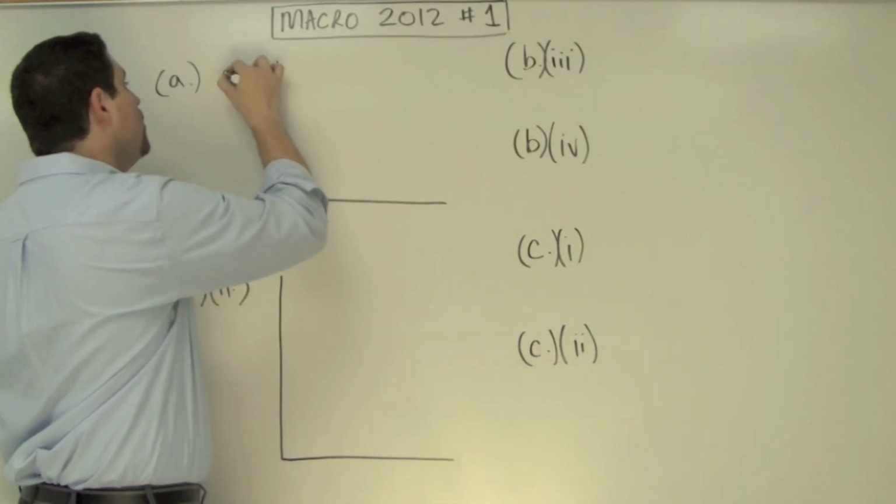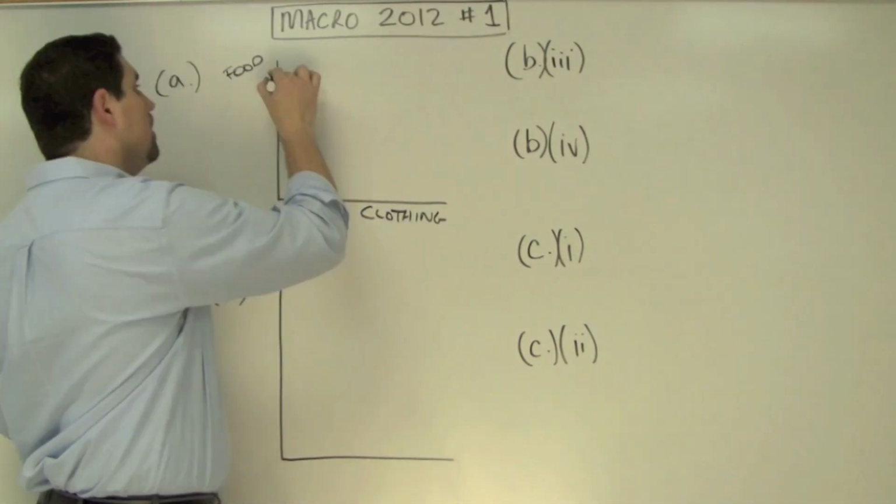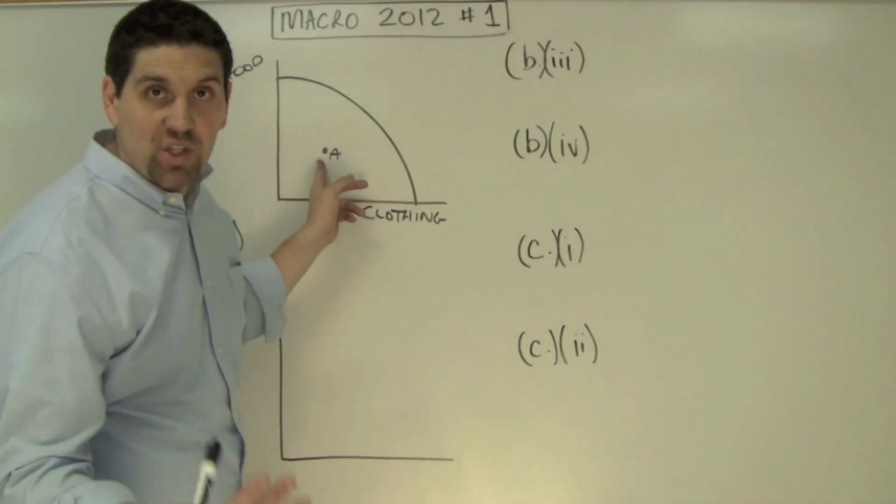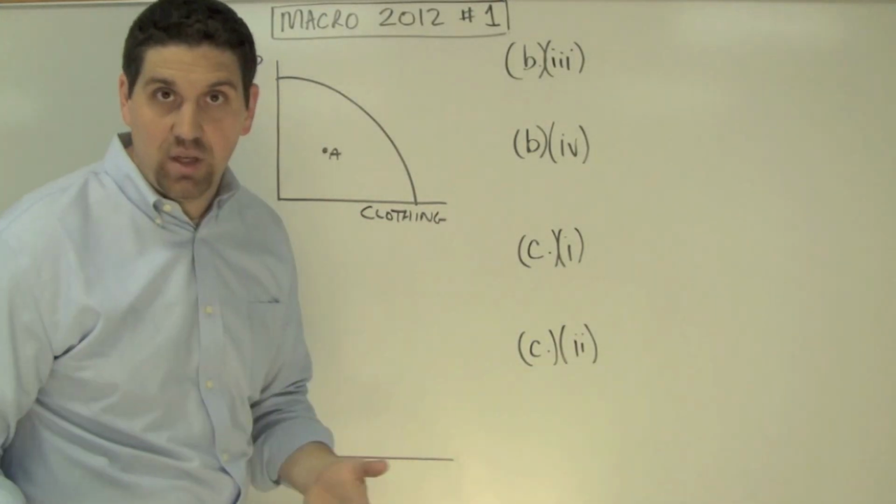So up here I'm going to put food, down here I'm going to put clothing. Combination A has to be inside the production possibilities curve because remember, this country has a recession. Wow, that was pretty easy.